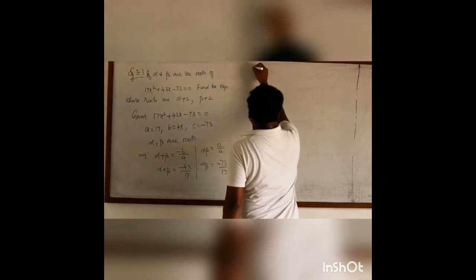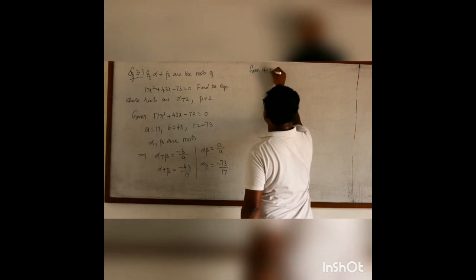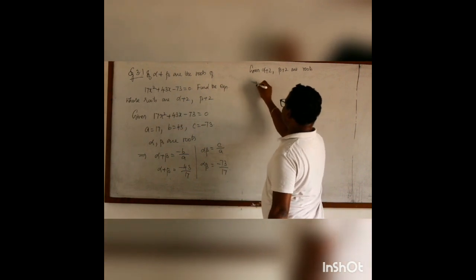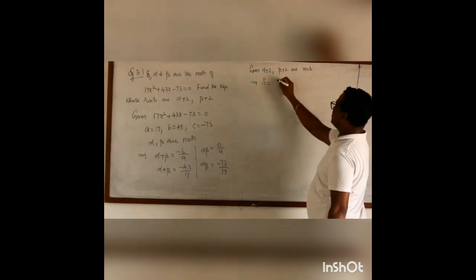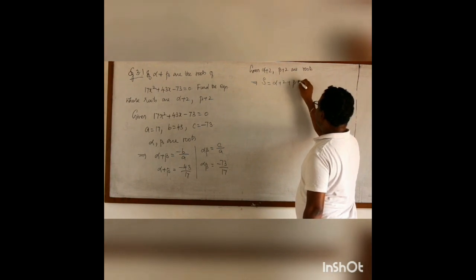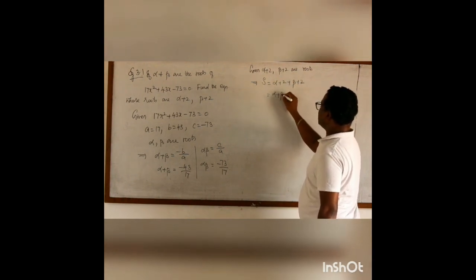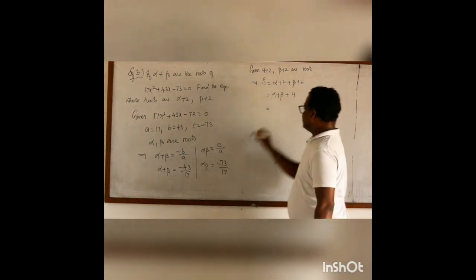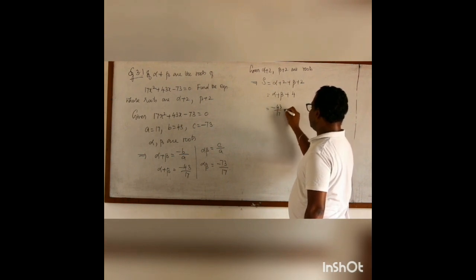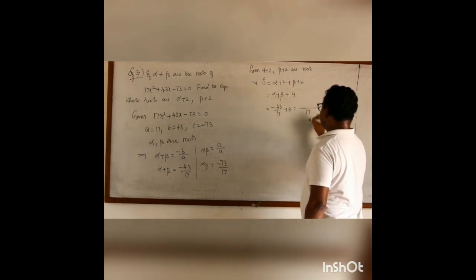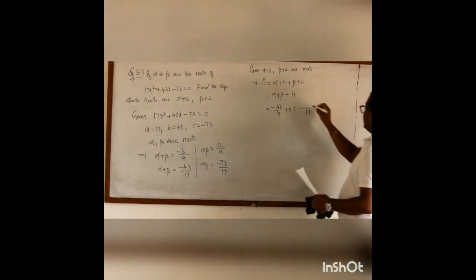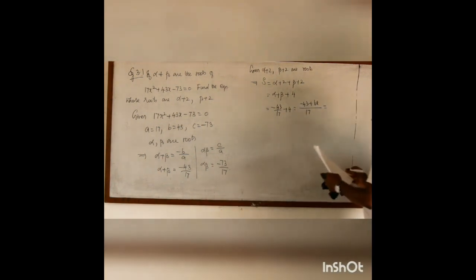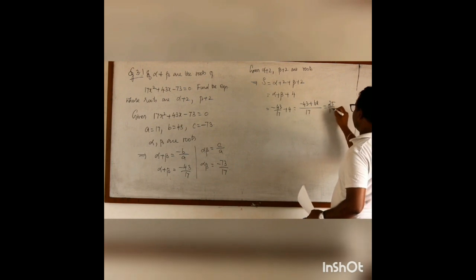Now, given alpha plus 2, comma, beta plus 2 are roots. So we keep S as the sum. Sum is alpha plus 2 plus beta plus 2, which is alpha plus beta plus 4. I can substitute alpha plus beta as minus 43 by 17 plus 4. When we take LCM as 17, it is minus 43. 17 fours are 68, so the answer is plus 25 by 17.